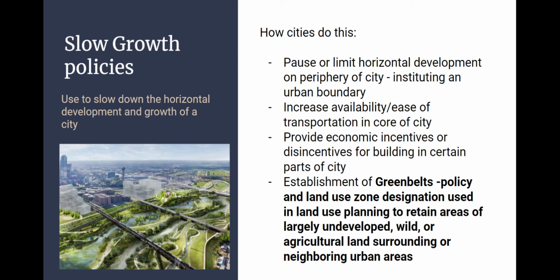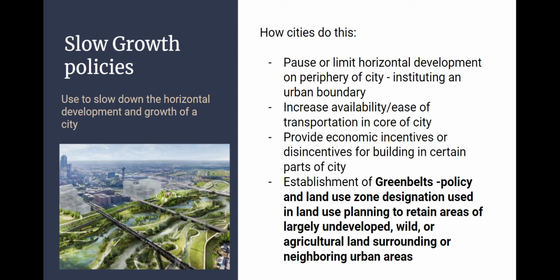And the term you see at the bottom, green belt, is oftentimes a good way to do this, where you have a policy and land use designation where you're going to use undeveloped wild or agricultural land to surround the city to stop its growth. So this is one way to do that, is to put a boundary and limit growth outside of it.